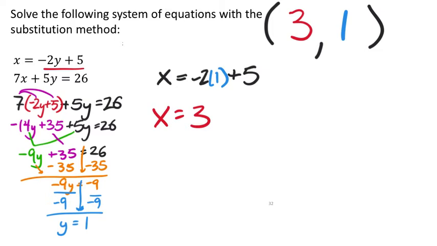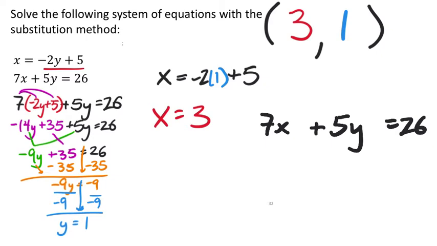That confirms the top equation. I still need to confirm the bottom equation though, right? So I'm going to go to 7x plus 5y needs to equal 26. It needs to equal 26 if it is actually the solution. And so I'm going to replace the two values we have. The x is 3, and the y value is 1. Okay, so is this true? So question mark over the equal sign.